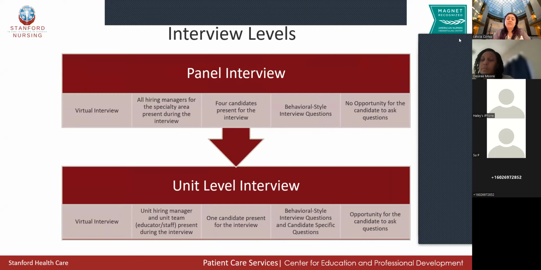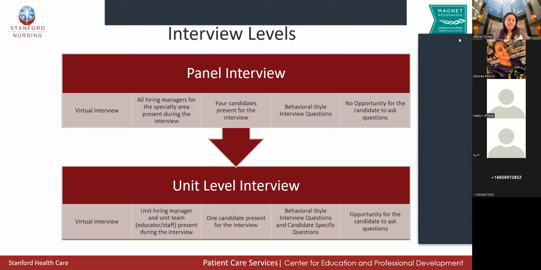Behavioral style interview questions as well, but also candidate specific questions. These unit level interviews can start as soon as the panel that you're interviewing for closes. So if you're on the first 2 days of a medicine panel and they conclude interviews at the panel level on the 21st of June, as soon as the end of the day or the next day, you can be called to set up a unit level interview, department level interview. But all the way until the 24th, when all the panels have concluded, is when the managers usually start getting the unit level interviews set up for the next week.